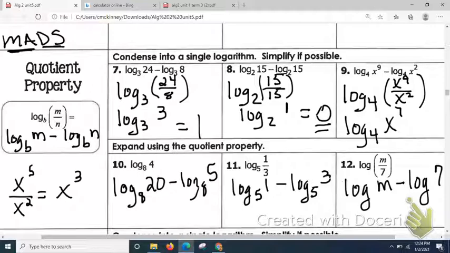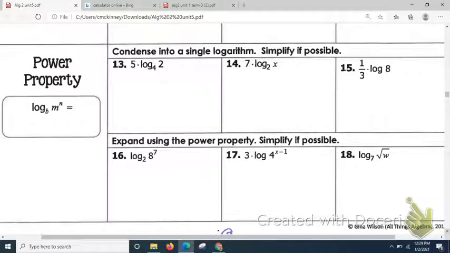So last we're going to look at is the power property. We're still on that same page. This is the power property.